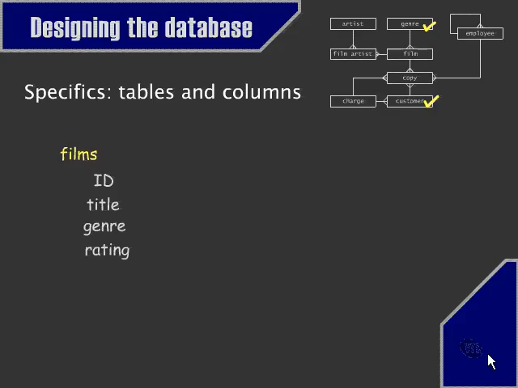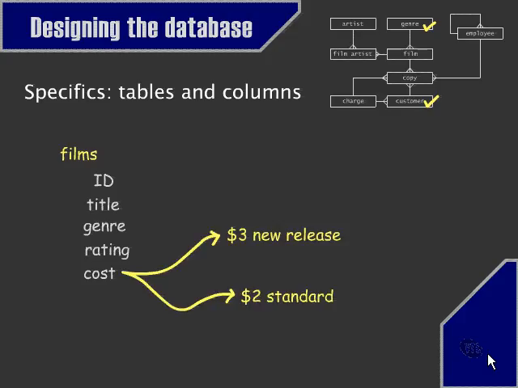Instead, we're going to use an enumeration column for the rating column. That's going to include the values general, parental guidance, mature, and restricted. Then the cost of the film, and the cost will relate to either $3 for new release or $2 for standard.